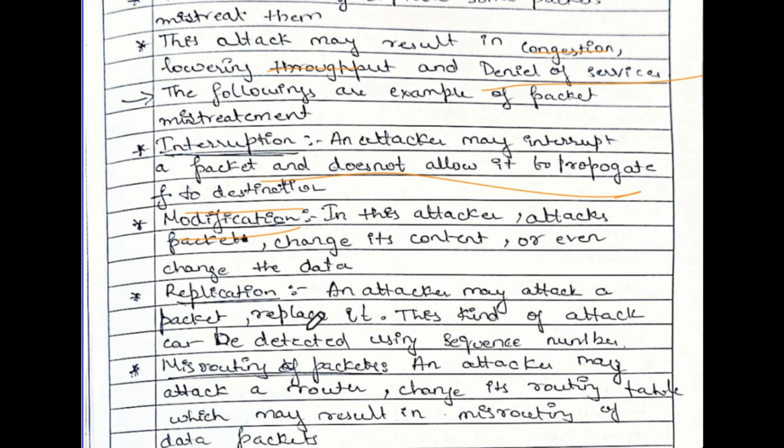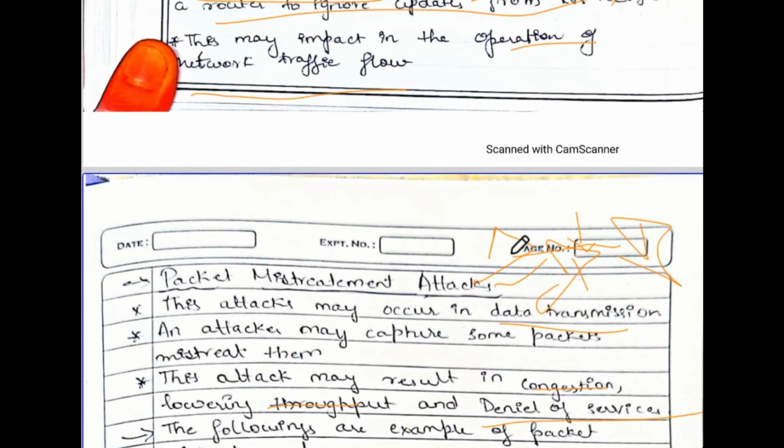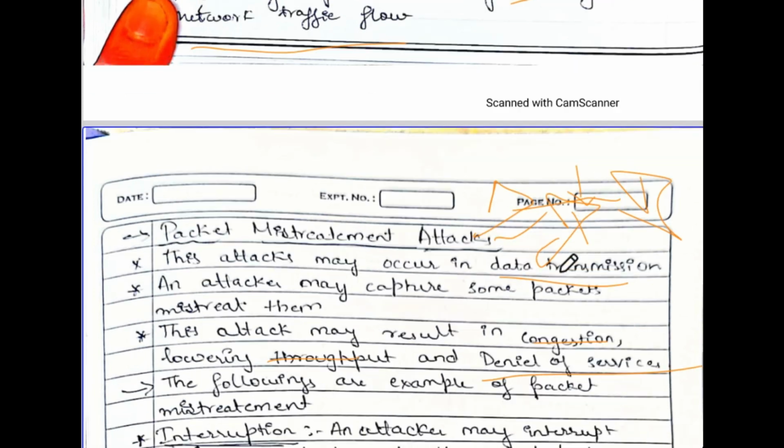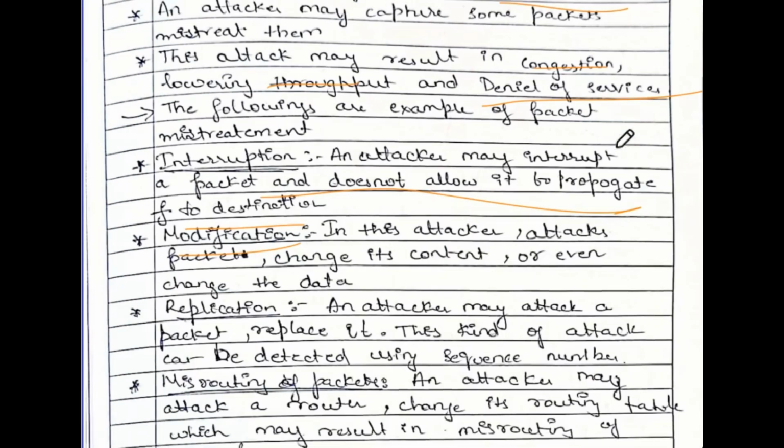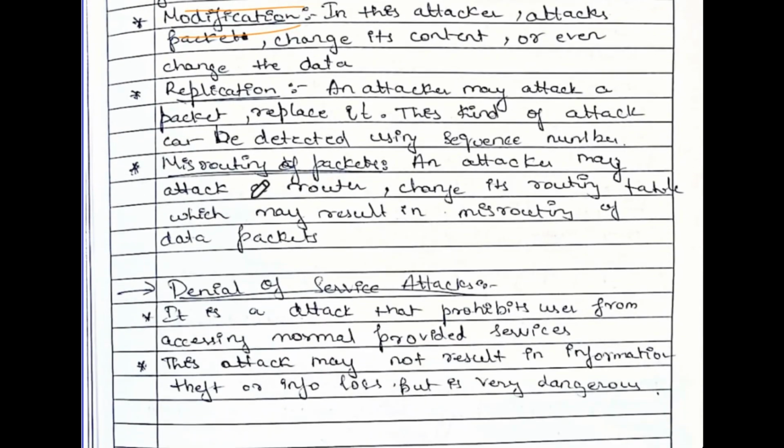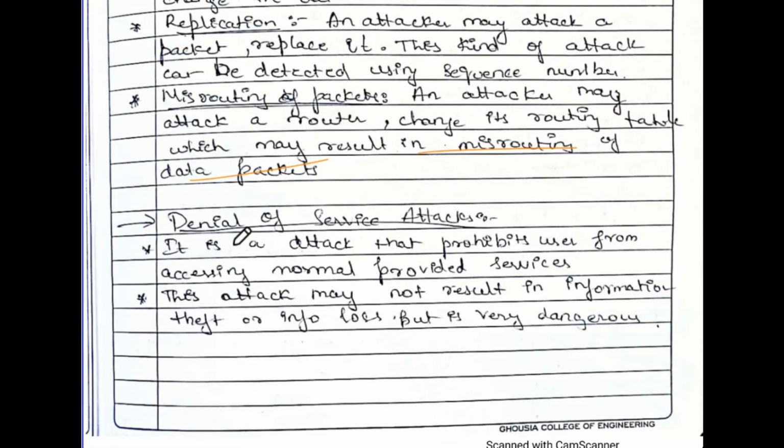Replication: an attacker may attack a packet and replicate it. So first, he attacks and stops or drops the packet. Second, he changes some data in the packet. Third, he replicates the packet. Misrouting of packets: an attacker may attack a router, changing its router table, which results in misrouting of packets, changing the route of the packet.